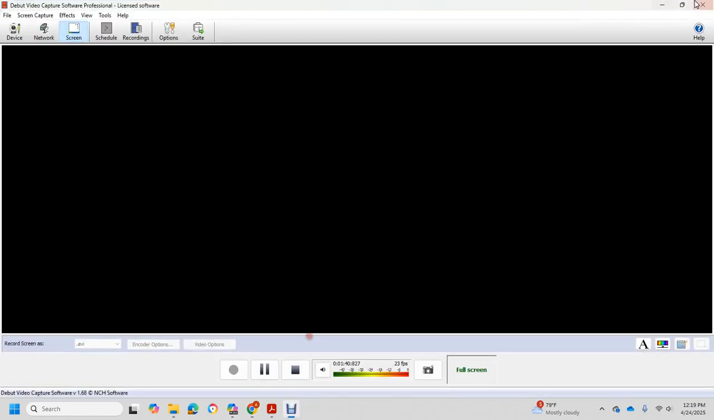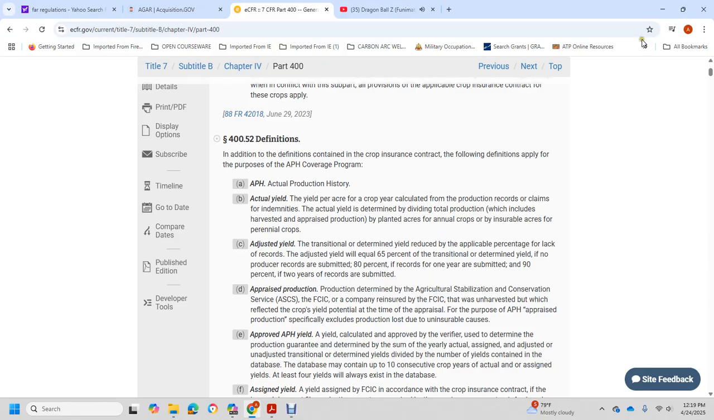Definition. Alright, 452 Definitions. Additional definitions to those contained in the crop insurance contract. The following definitions apply for the purpose of the actual production history coverage program. APH stands for actual production history, actual yield.